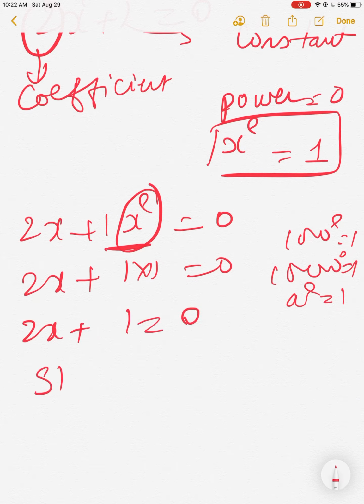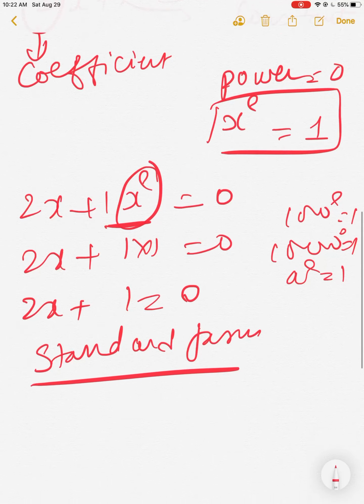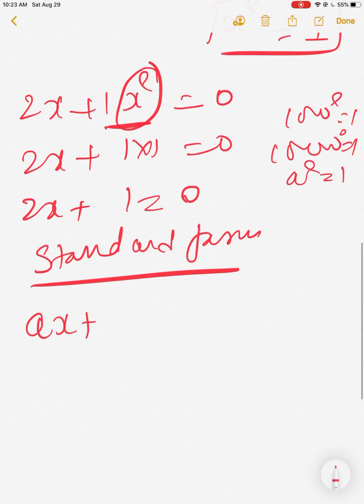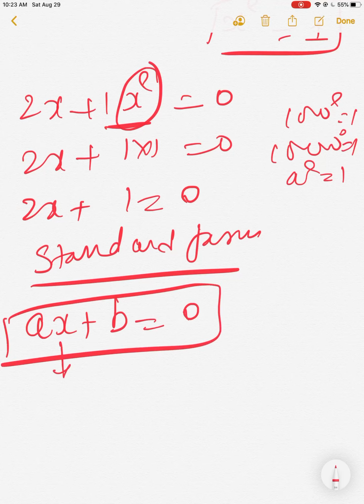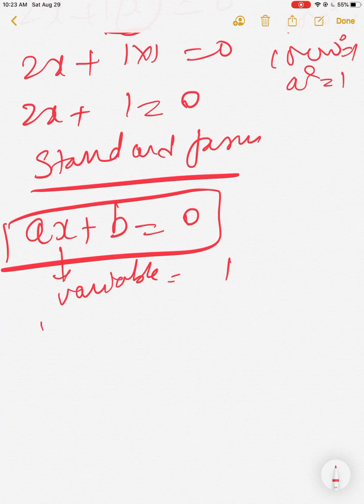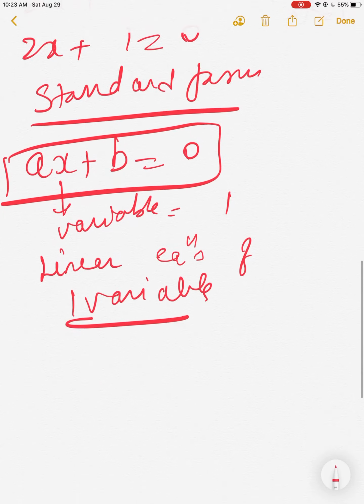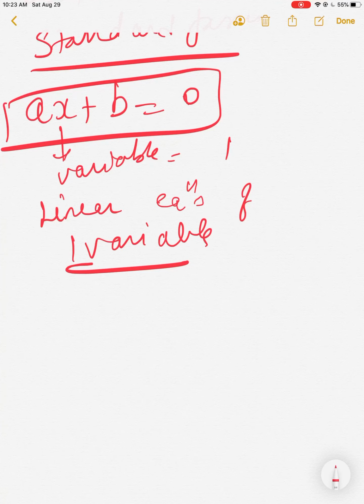Okay, what is the standard form of a linear equation? The standard form is ax plus b is equal to 0. This you have learned in the 8th standard, here only one variable is there. So such equations are called linear equations of one variable. Okay, now when two variables are there, till here in 8th standard you have learned. Now we will be learning the second one, that is two variables.